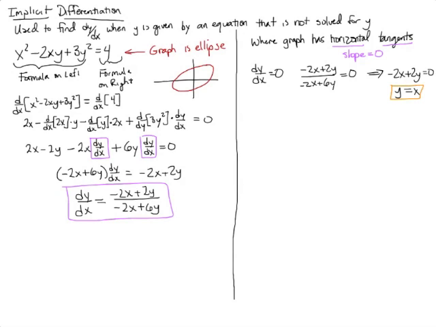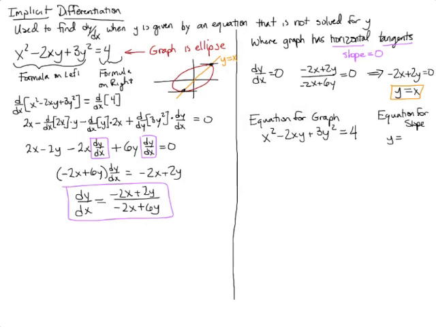This line corresponds to the line y equals x. I would be looking for these 2 points where the line y equals x crosses the ellipse. How would I do that? Well, I have 2 equations. I have an equation for the graph, and I have an equation for the slope. Our goal is to find the intersection. And so we need to solve these equations simultaneously.